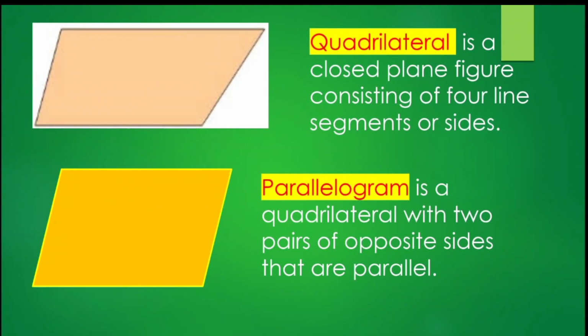And to start with our discussion today, let us have first a short review about quadrilateral. When we say quadrilateral, it is a closed plane figure consisting of 4 line segments or sides. And a parallelogram is a quadrilateral with 2 pairs of opposite sides that are parallel. Now let's talk about the conditions.